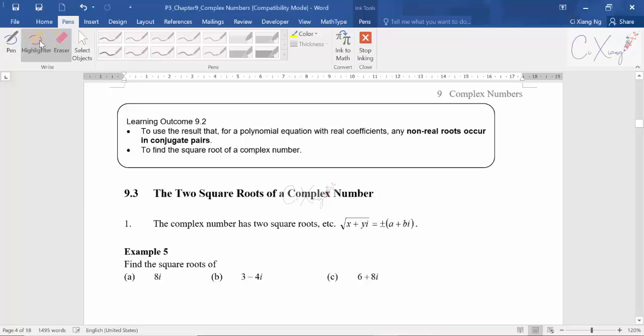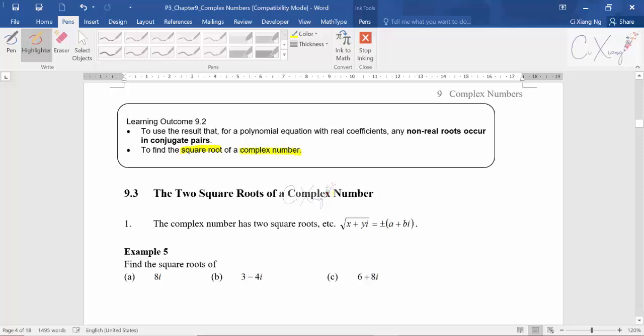Okay, so in this video we are going to discuss another part of complex number operations. Let's have a look at learning outcome 9.2. The first learning outcome we are going to learn maybe in the next video. For this video, we only want to focus on finding the square root of a complex number.